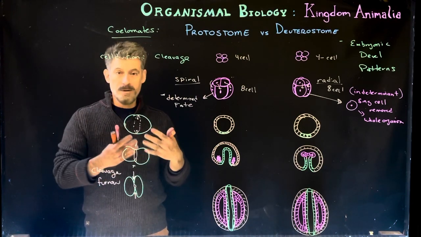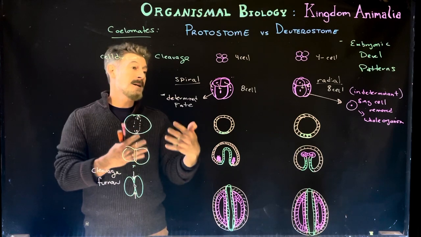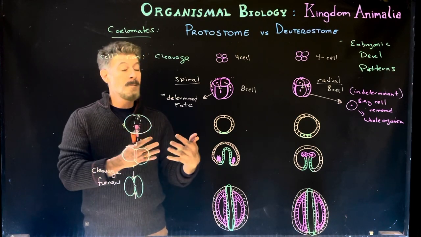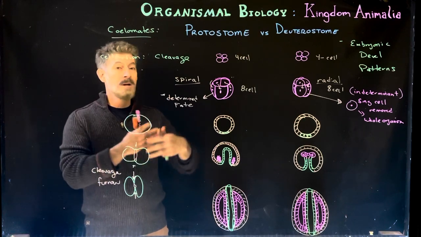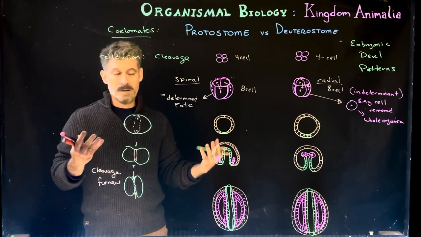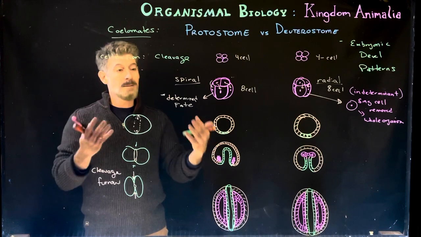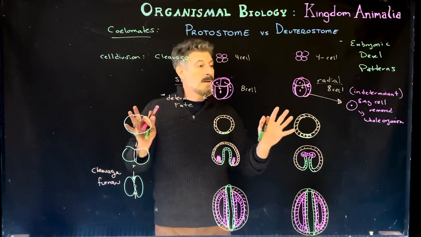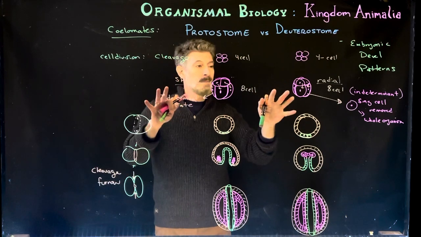It's already received certain signals that are going to tell it to become a certain type of tissue. It still has the information, but it won't express the information for all the other tissues, so it's kind of limited at that point, meaning it's already been determined. So those are two big differences happening right here at this point in time.